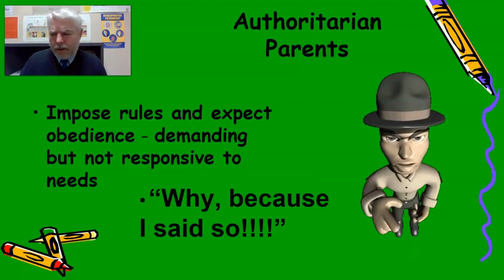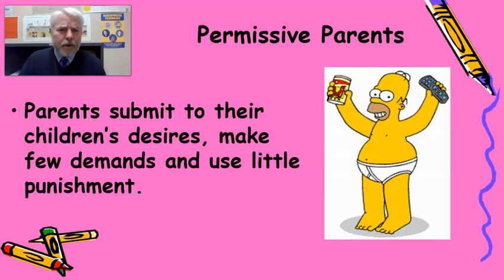Authoritarian parenting, by the way, may work in small children, but is still not the most effective parenting style. Permissive parents are the complete opposite. These are parents that tend to submit to every one of their child's desires, making very few demands on them, setting very few limits, and using virtually no punishments.